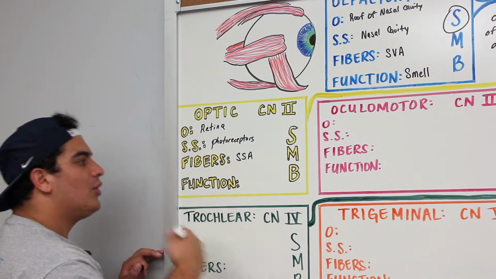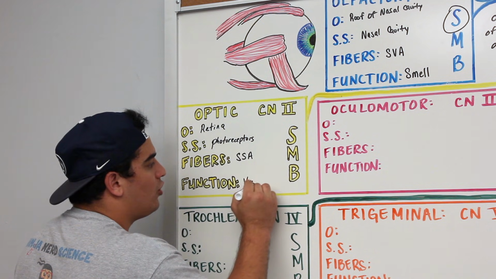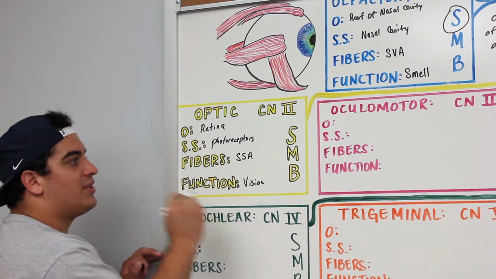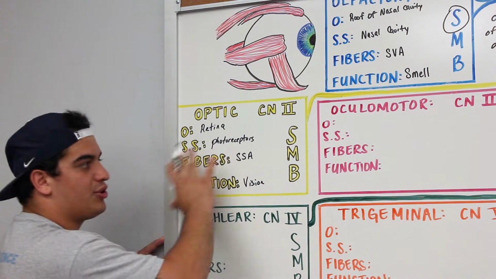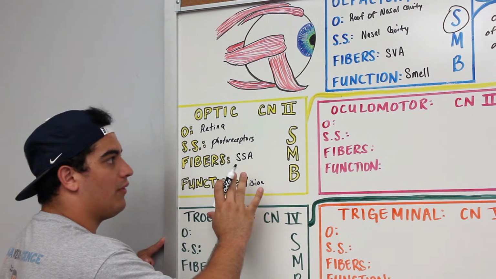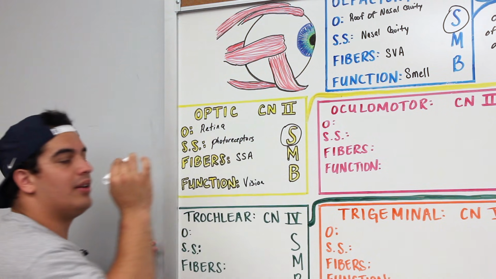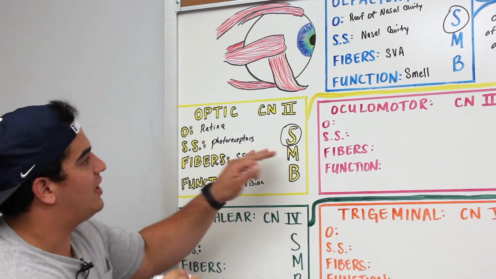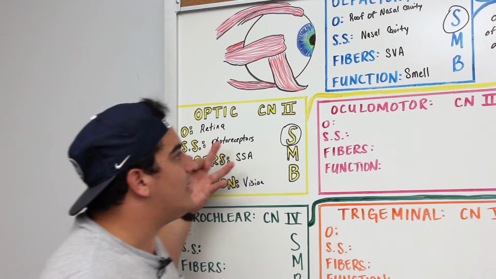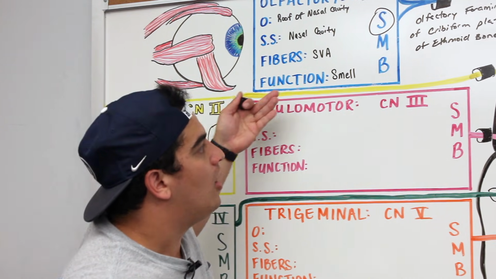What's their function? To allow for vision, okay? To allow for vision. So since it's only carrying sensory information, there's no muscles, there's no glands being involved in this area, it's primarily going to be a sensory nerve, okay? So a sensory nerve.